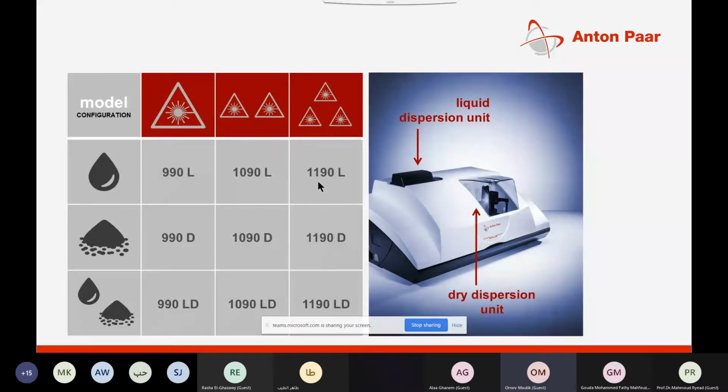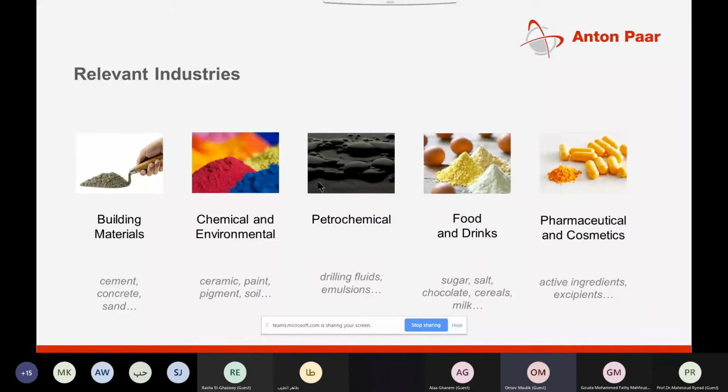As far as applications are concerned, as Professor Mahmood has also mentioned, it can be used for multiple applications in the petrochemical industry, for chemical and environmental samples or materials, for building materials like cement, for food and drink, and also for pharmaceuticals as well as cosmetics. Measuring the particle size has always been important, because ultimately your production process as well as the final bulk property of your product would depend on the particle size itself.